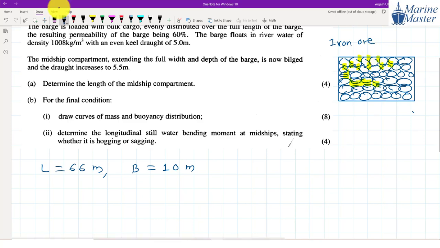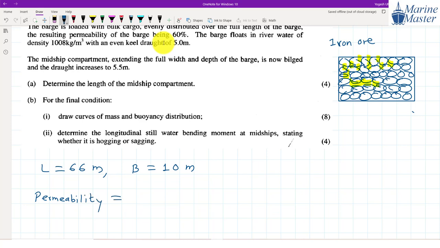So permeability means what, guys? How much percentage of the space is vacant? What is that space that is unoccupied? Actually the hold is completely occupied, but whenever we have something like coal or iron ore, some space will always be there. So permeability is the percentage of vacant space.